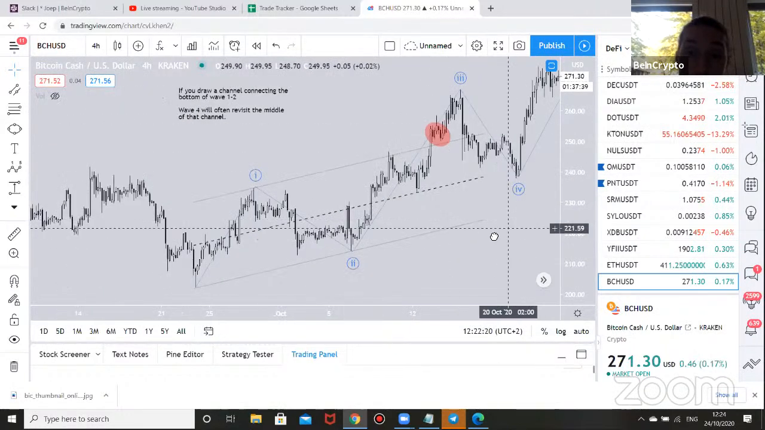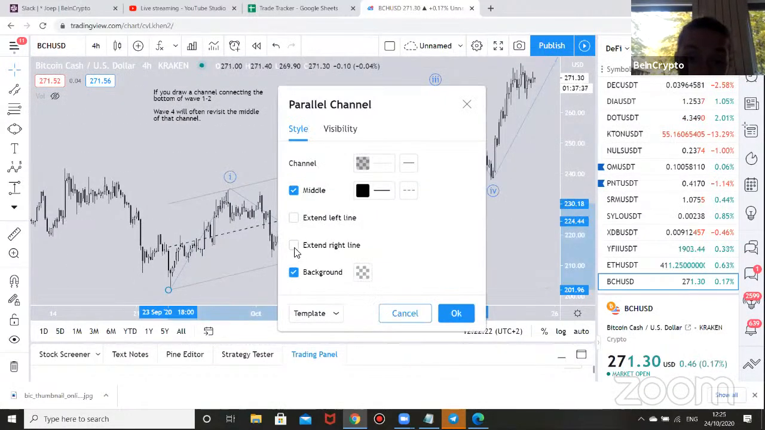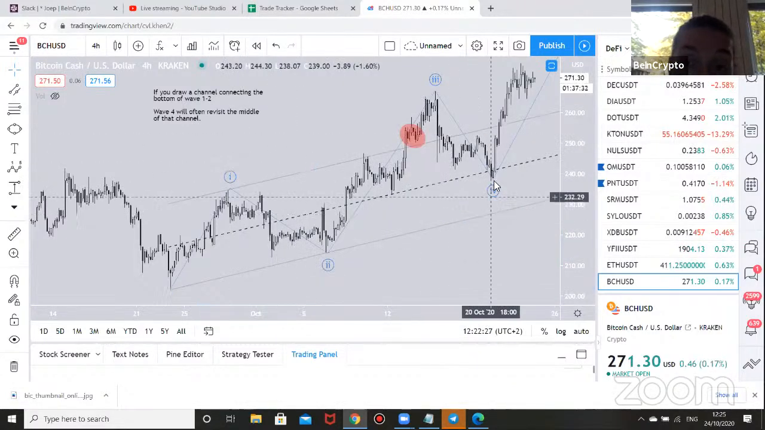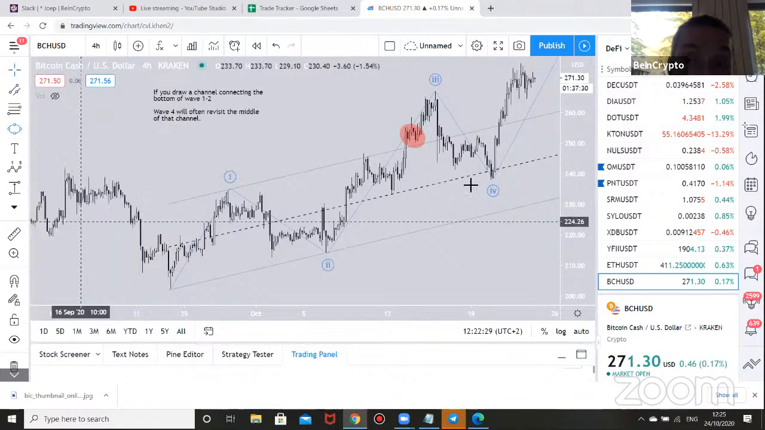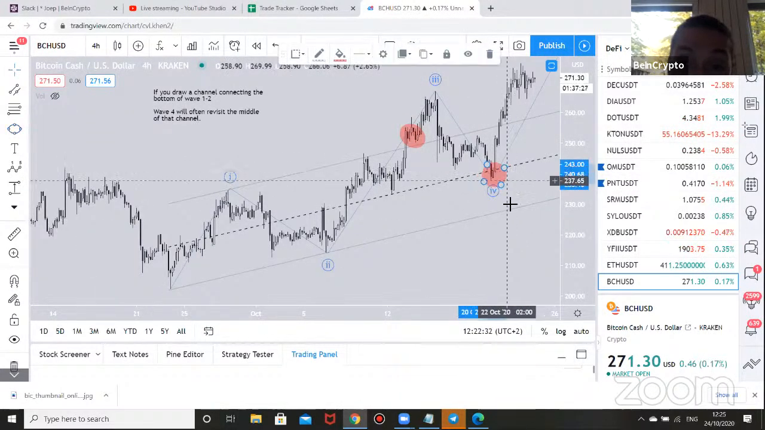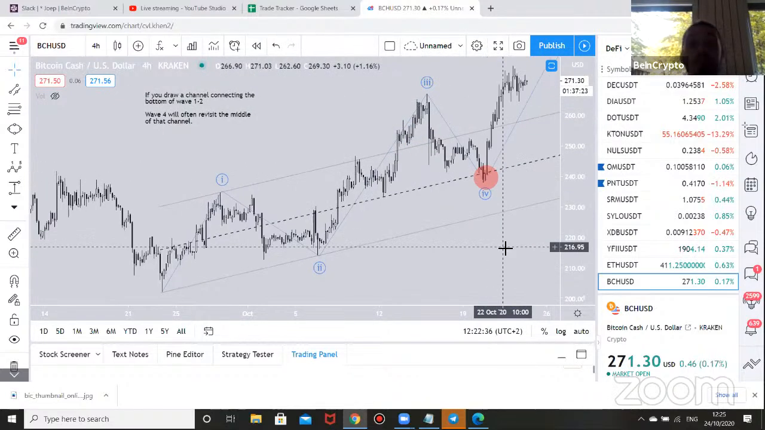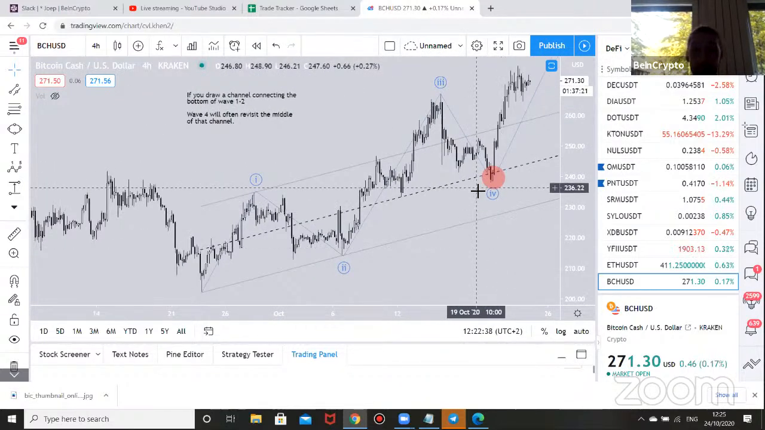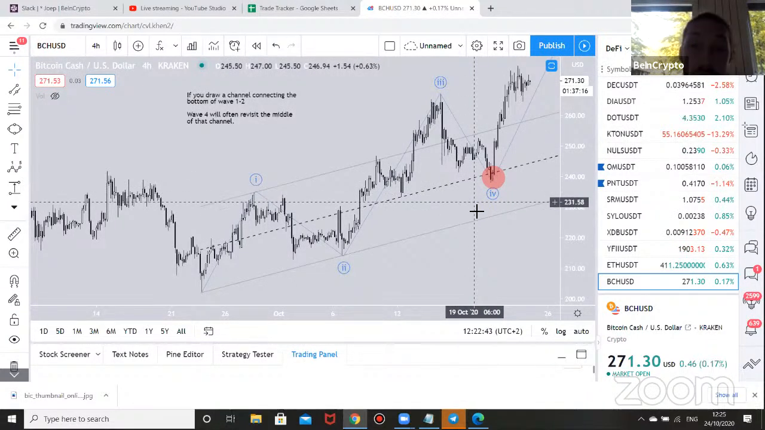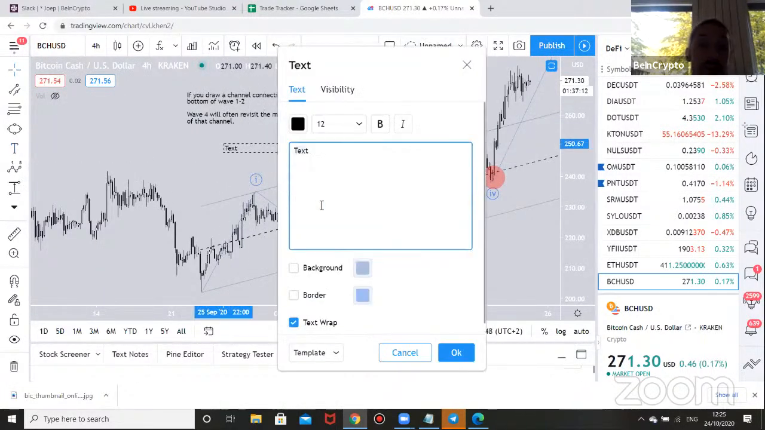Now, if you just extend this channel, you can do this by the extend right line or left line function on TradingView. You can see the bottom of wave 4 was extremely close to the exact middle of the channel here. Now, why I like this type of formation? Because again, one of the rules which we discussed prior is that wave 4 cannot breach the top of wave 1.